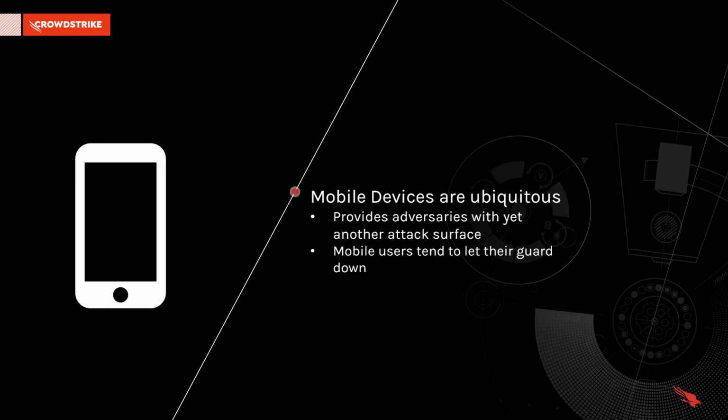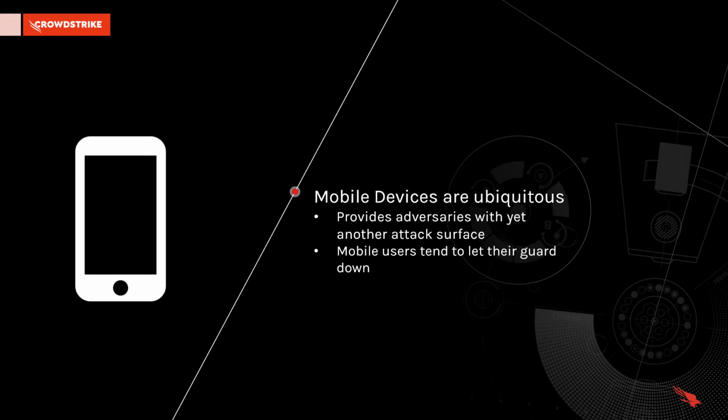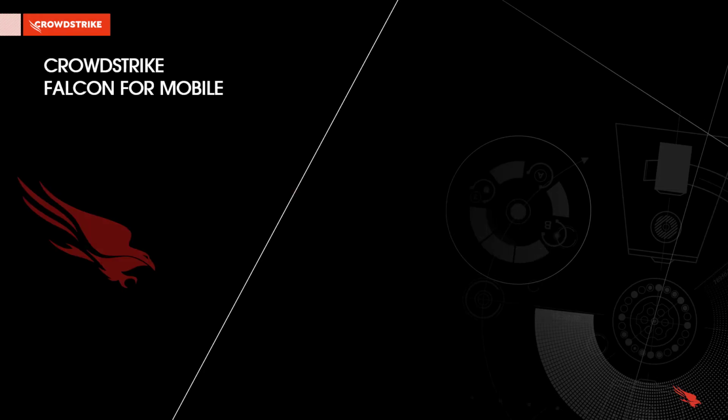Today, mobile devices are ubiquitous within enterprise environments. But with their proliferation, it provides adversaries with yet another attack surface with which they can target users and cause a breach. From phishing attacks to malicious apps, mobile users tend to let their guard down and potentially click on obfuscated links to malicious sites.